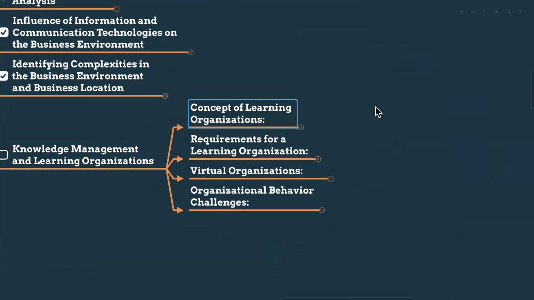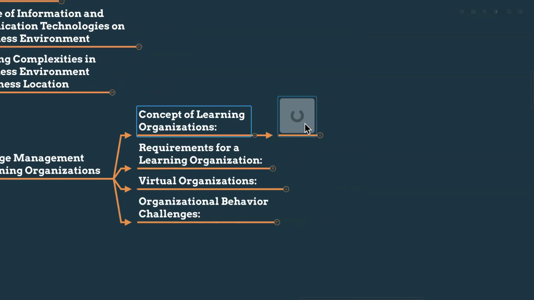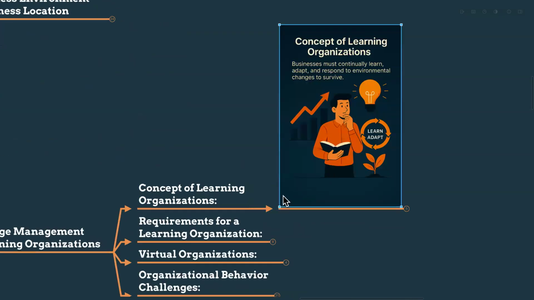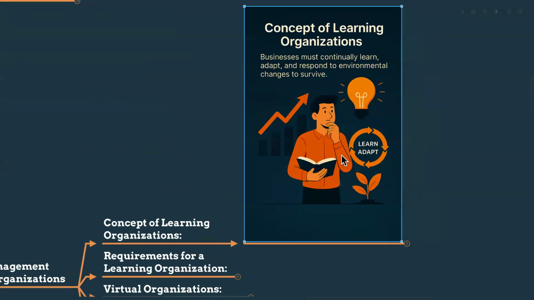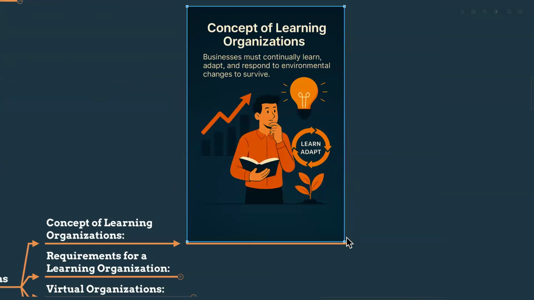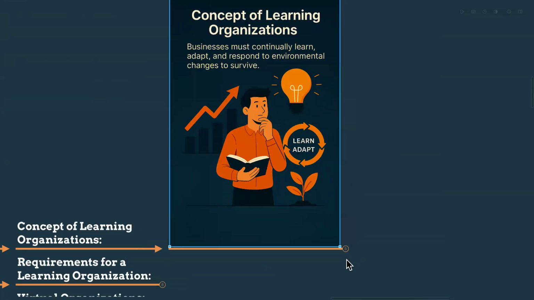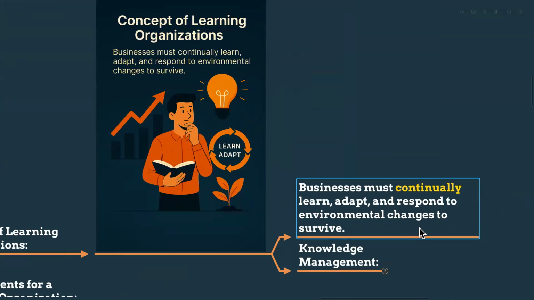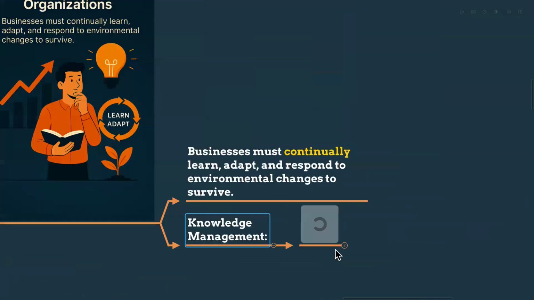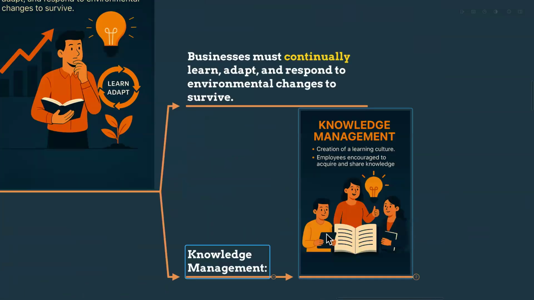And let's talk about knowledge management and learning organizations. That's an interesting concept, right? So what this means is how businesses learn and use knowledge to survive and grow. That is the concept of learning organization, right? Because every business has knowledge within it, with their employees, with their CEOs, right? So businesses must continually learn, adapt, and respond to environmental changes, right?